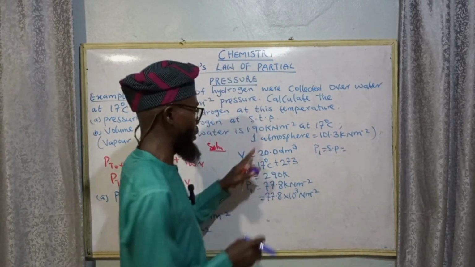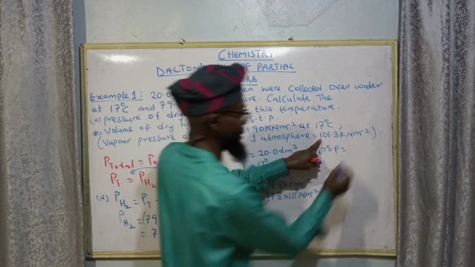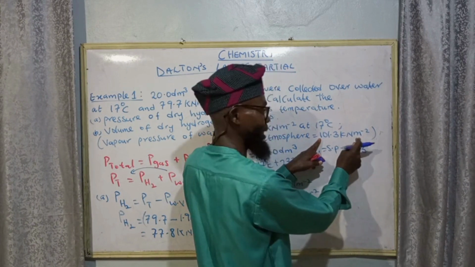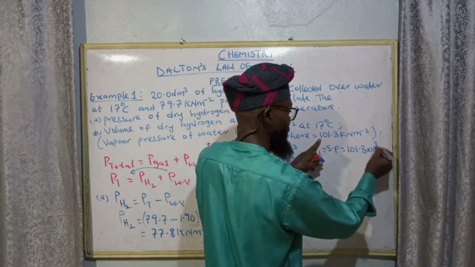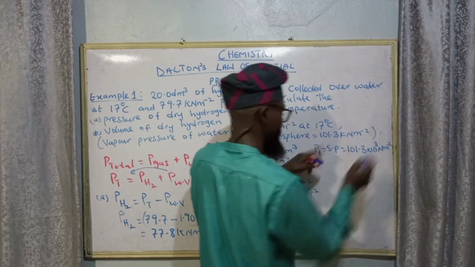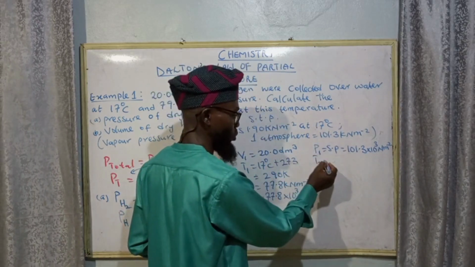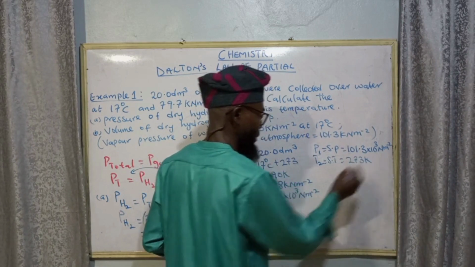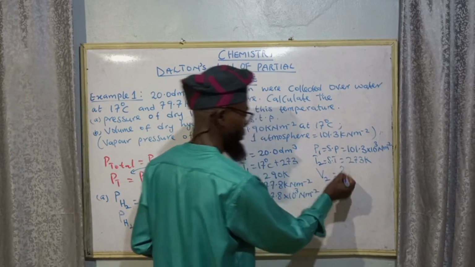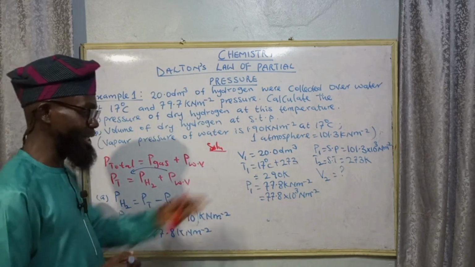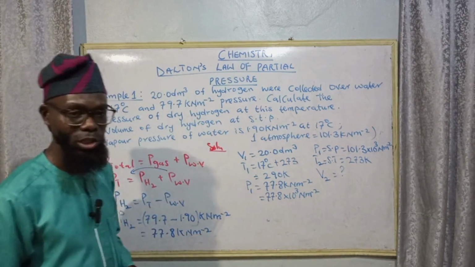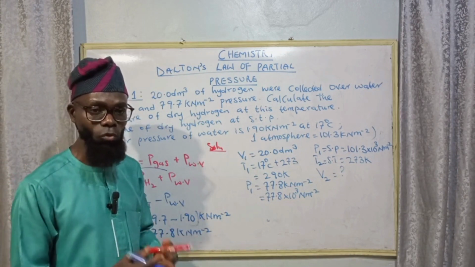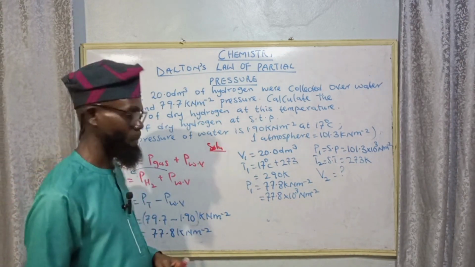And the standard pressure, 1 atmospheric pressure, is given as 101.3 kilonewton per meter square. That is times 10 raised to power 3 Newton per meter square. And your T2 is going to be your standard temperature, which is 273 Kelvin. Then our V2 is what we are looking for. Now, this is the general gas equation: P1 V1 over T1 is equal to P2 V2 over T2.